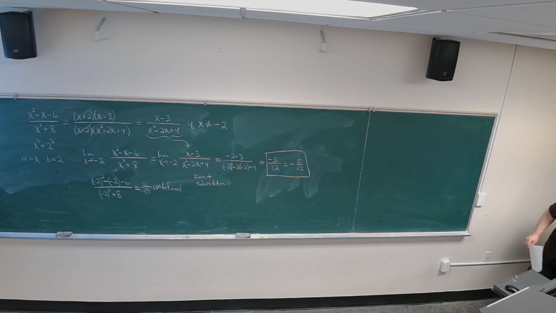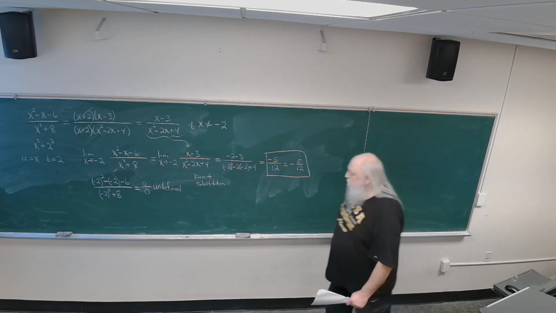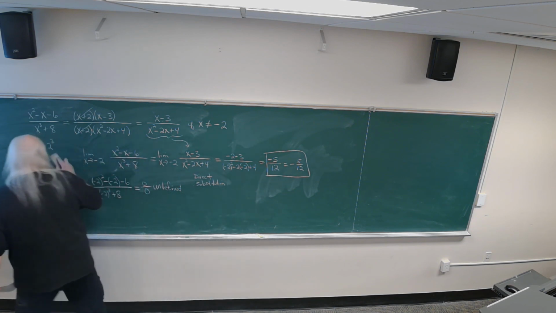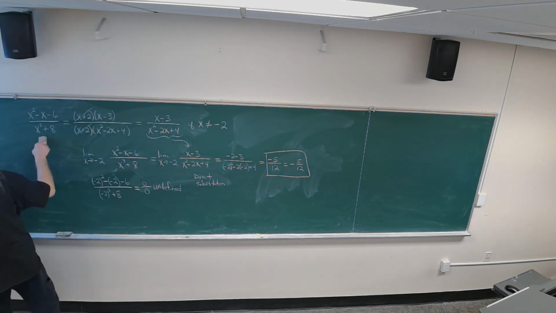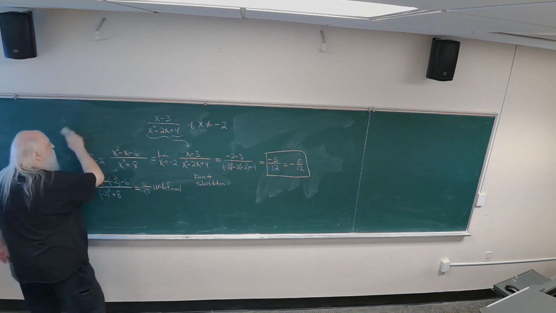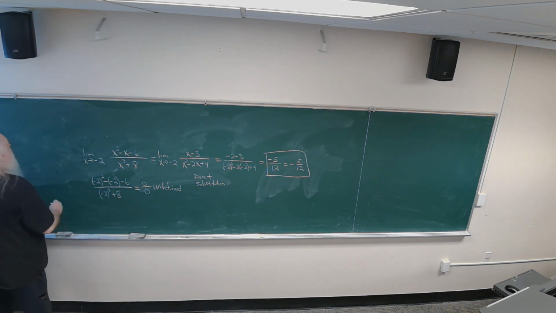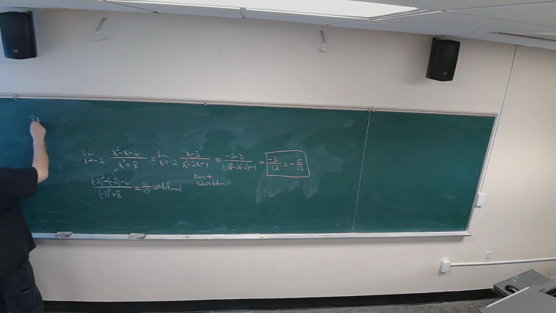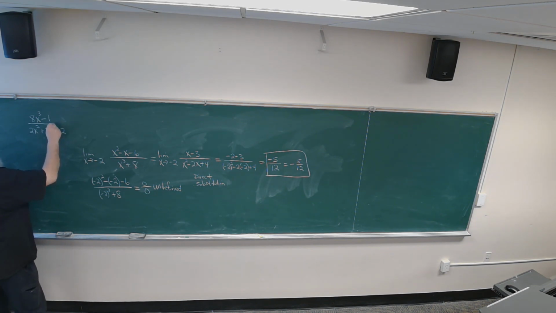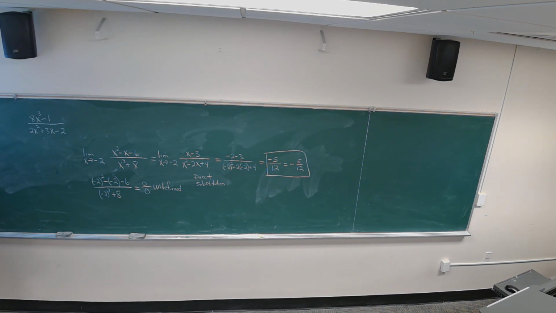So the next one involves a difference of cubes. Here we did a sum of cubes in the denominator. We're doing a difference of cubes in the numerator. So we have 8x cubed minus 1 over 2x squared plus 3x minus 2. So factoring the denominator should not be difficult, right? We know how to factor trinomials now.